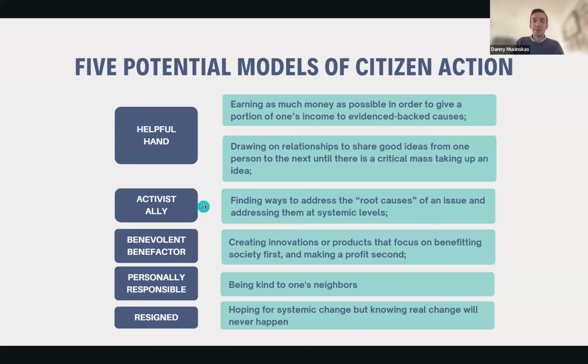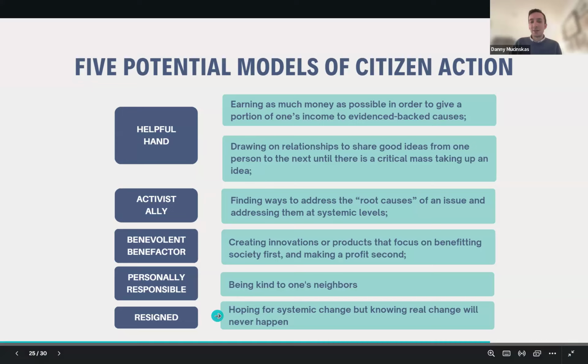Being an activist ally, so finding a way to look at more root causes and engaging more systemic thinking. What we would call a benevolent benefactor, so maybe taking more of a leadership role and helping to address global citizenship issues or global problems. Being someone who's personally responsible, so maybe on a smaller scale, looking at that one-to-one, doing what you can as a person, and in your immediate surroundings, how you affect others.